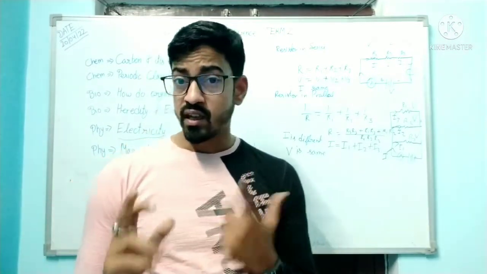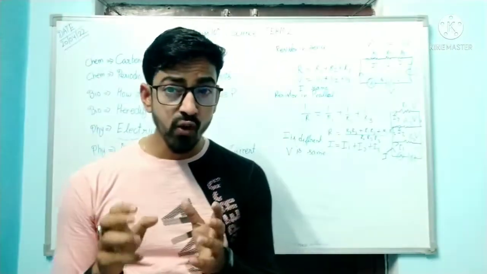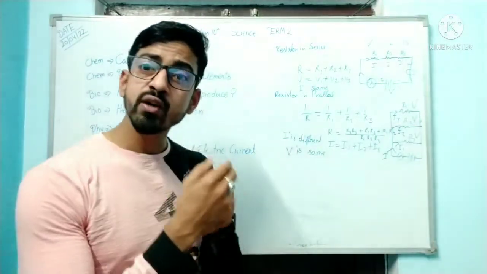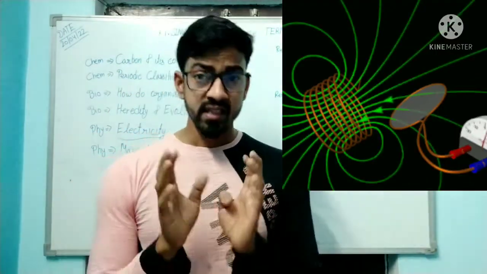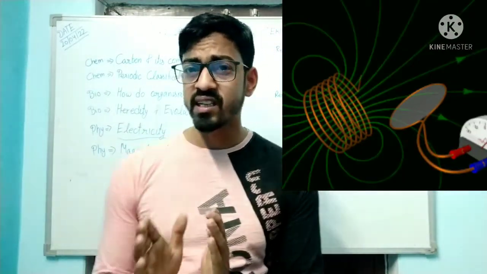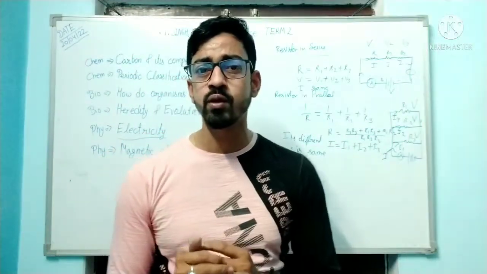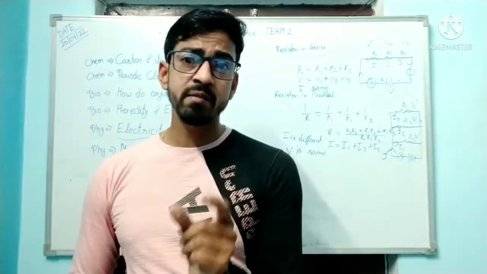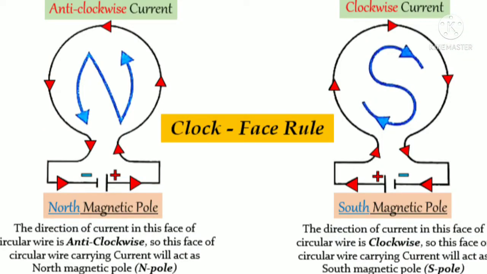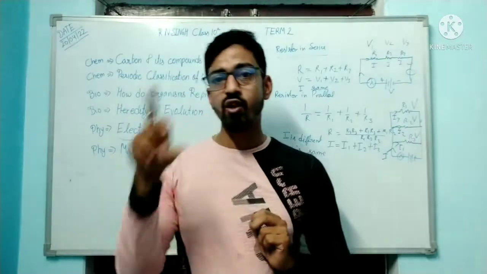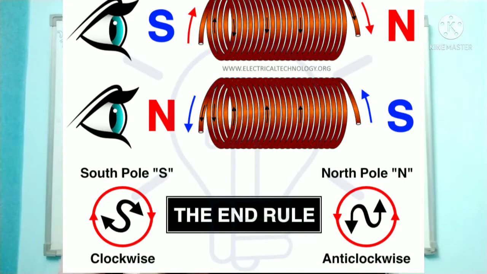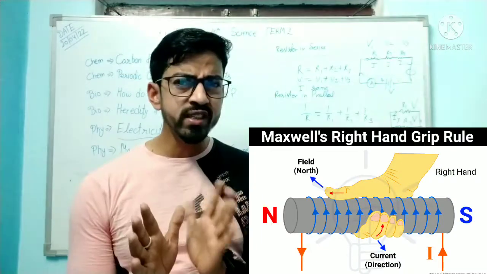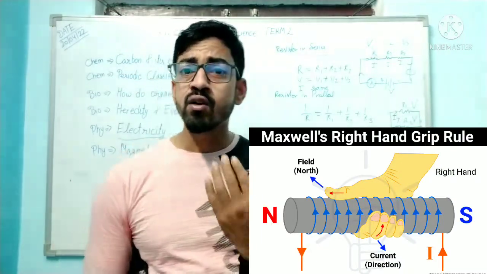If this current flows in a circular coil, then an electromagnet is created, and the direction is the same by the right hand thumb rule, but we understand it better by the clock face rule. The clock face rule is that when the current is clockwise, then that face is the north pole. When it is rotating anti-clockwise, the upper face is the south pole, which is also understood by the right hand thumb rule. And now the electric motor.